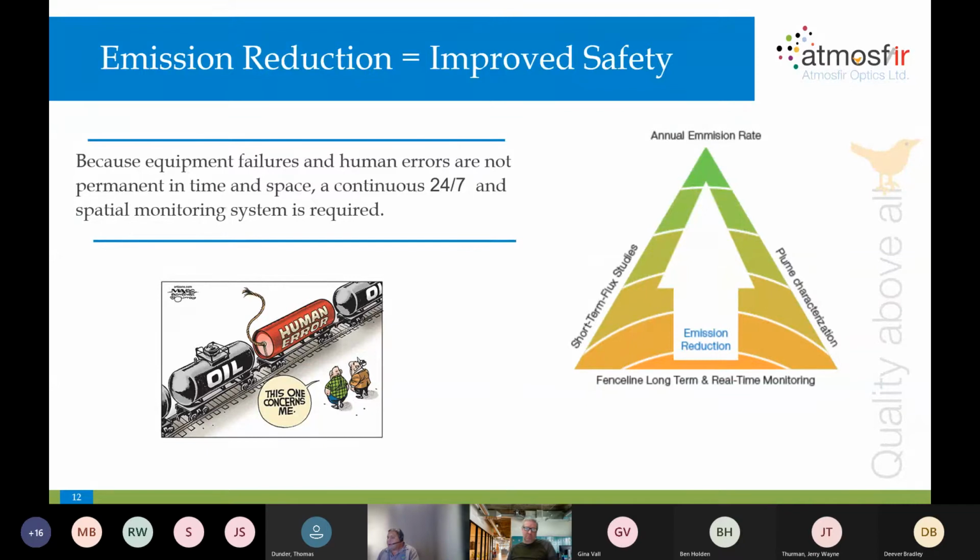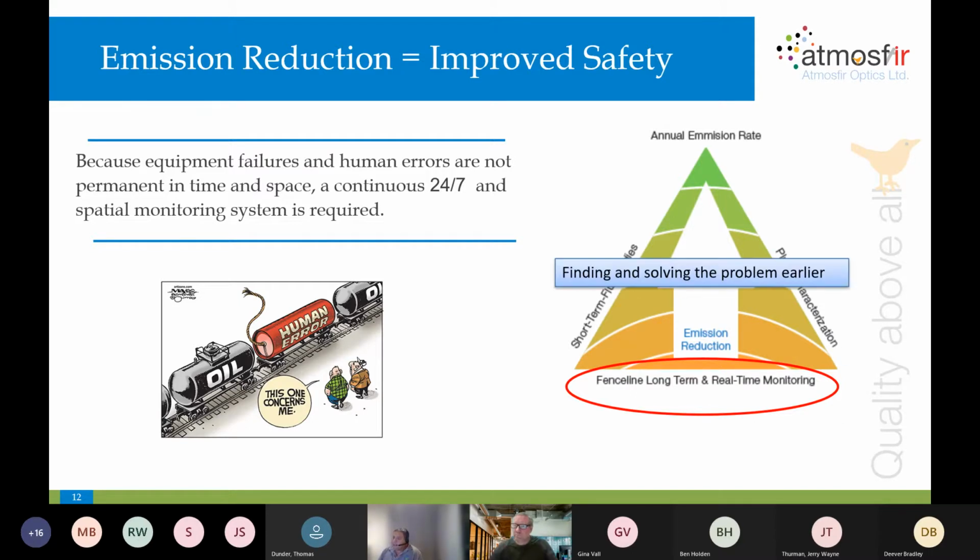What we see on the right is actually from GD52 of the EPA, and it says if you want to reduce your emission and if you want to know your annual emission, the basis for all of that is long-term fence line real-time monitoring. Because we discussed before that equipment failure and human errors are not permanent in time or in space, a continuous 24/7 spatial monitoring system is required. We don't know when the person will make a mistake or when the pipe will crack.